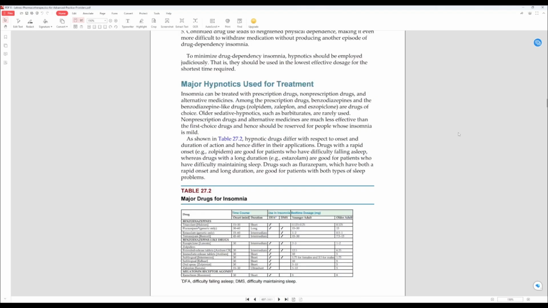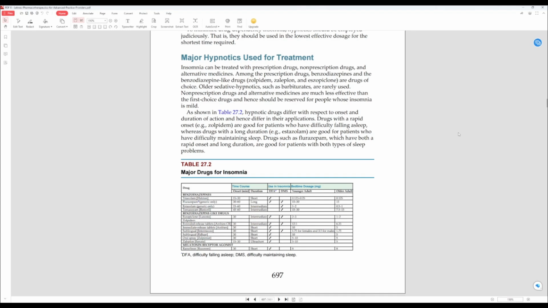Major hypnotics used for treatment. Insomnia may be treated with prescription drugs, non-prescription drugs, and alternative medicine. Among the prescription drugs, again, benzodiazepines and benzodiazepine-like drugs are the drugs of choice. Older sedative hypnotics such as barbiturates are at this point rarely used. Non-prescription drugs and alternative medicines are much less effective than the first choice drugs and therefore should be reserved for people whose insomnia is mild.